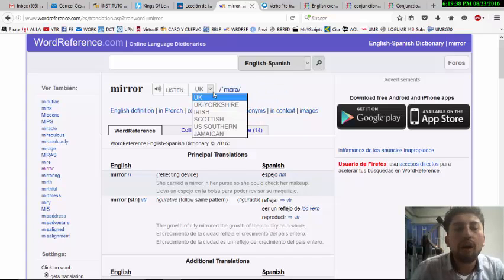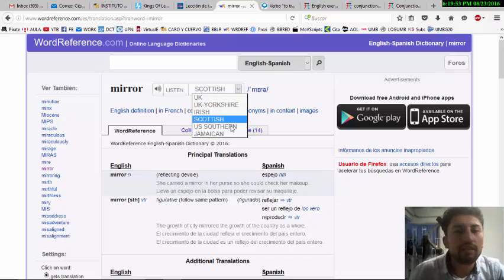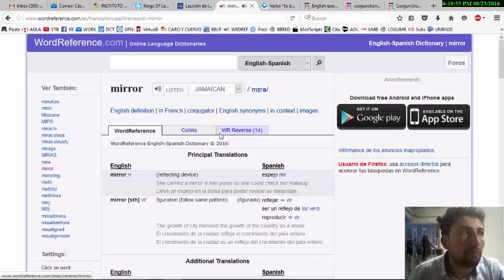You have "mirror," which is like the English standard. "Mirror," which is like the Irish one. "Mirror," like some random stuff. And you have the Jamaican one. "Mirror." It is very similar to one of my friends, Keith Nation. I don't know if you know it, but he pronounces sort of like a Jamaican English.